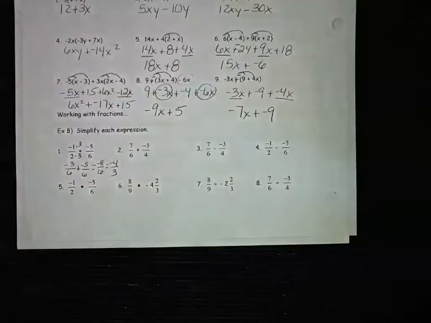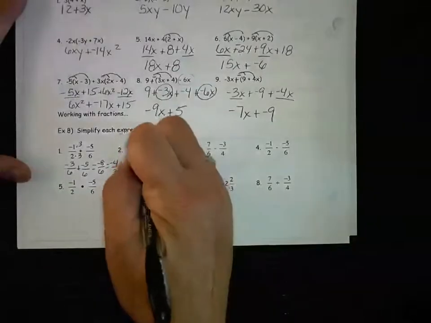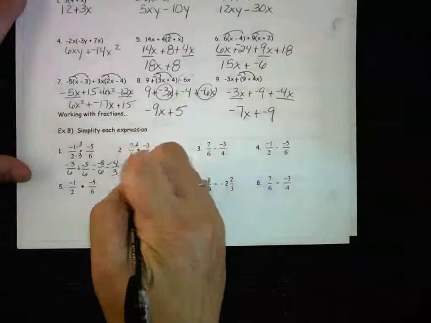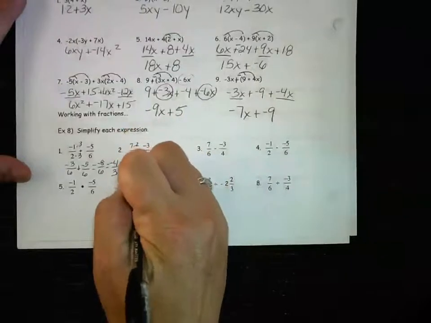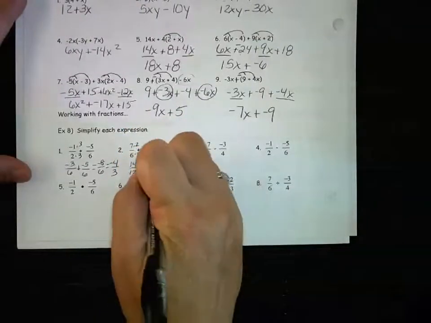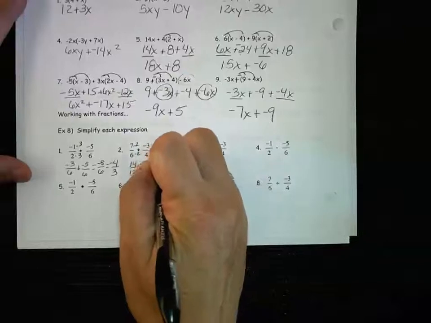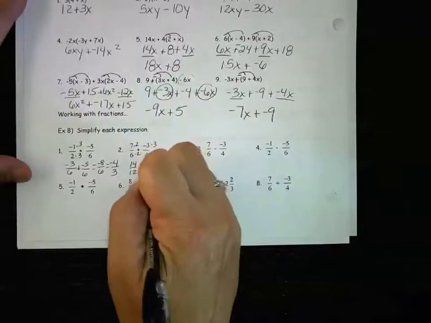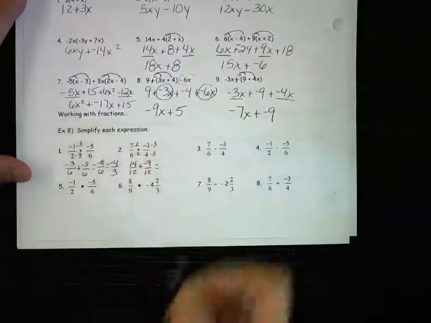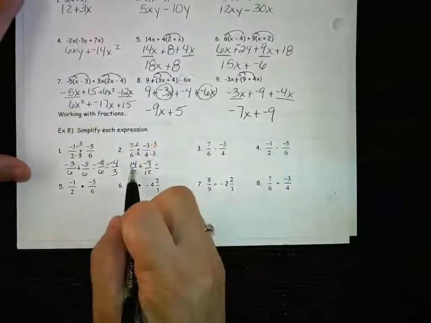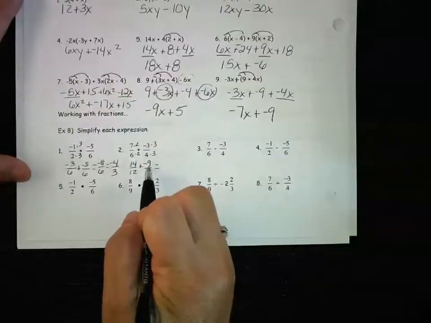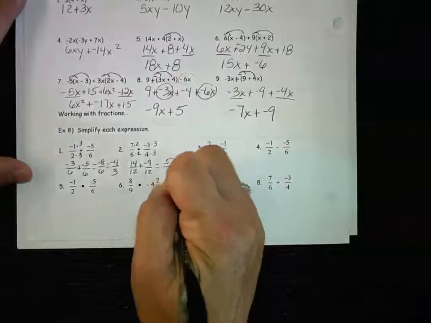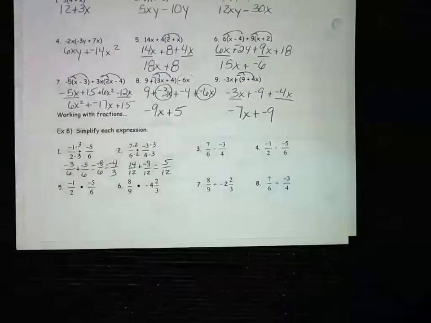Number 2, we're going to change these to twelfths, which is 14/12. And if I multiply both of these by 3, that would be a negative 9/12. 14 plus negative 9 is a 5/12. And that's how we add fractions.